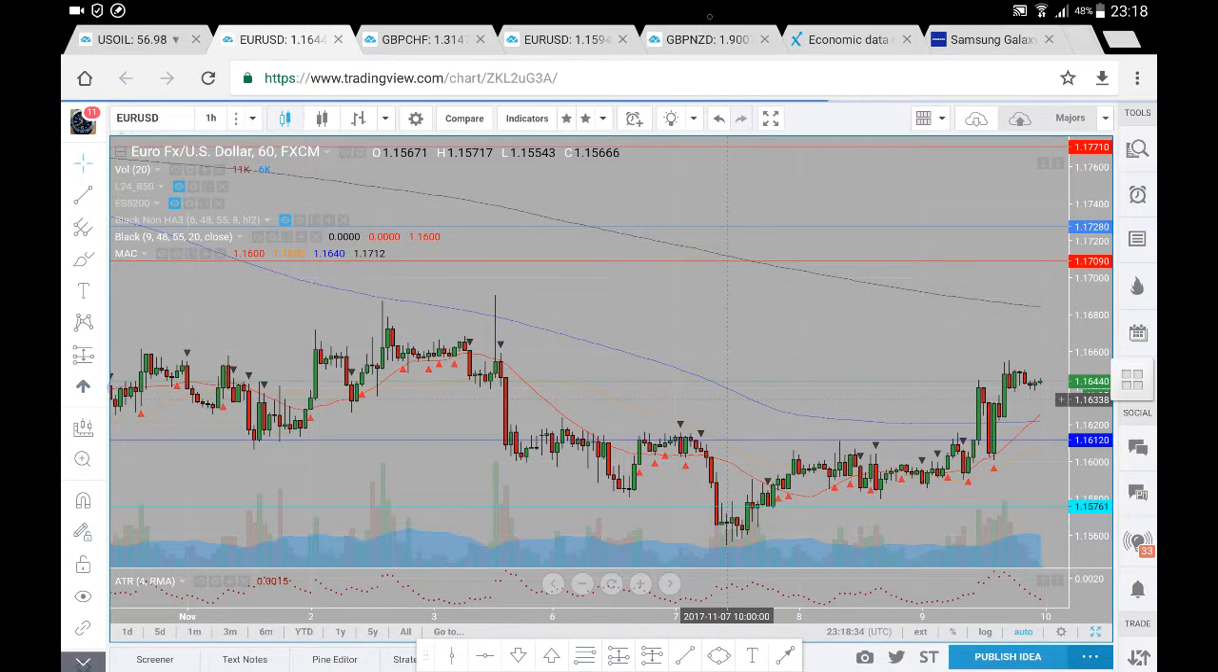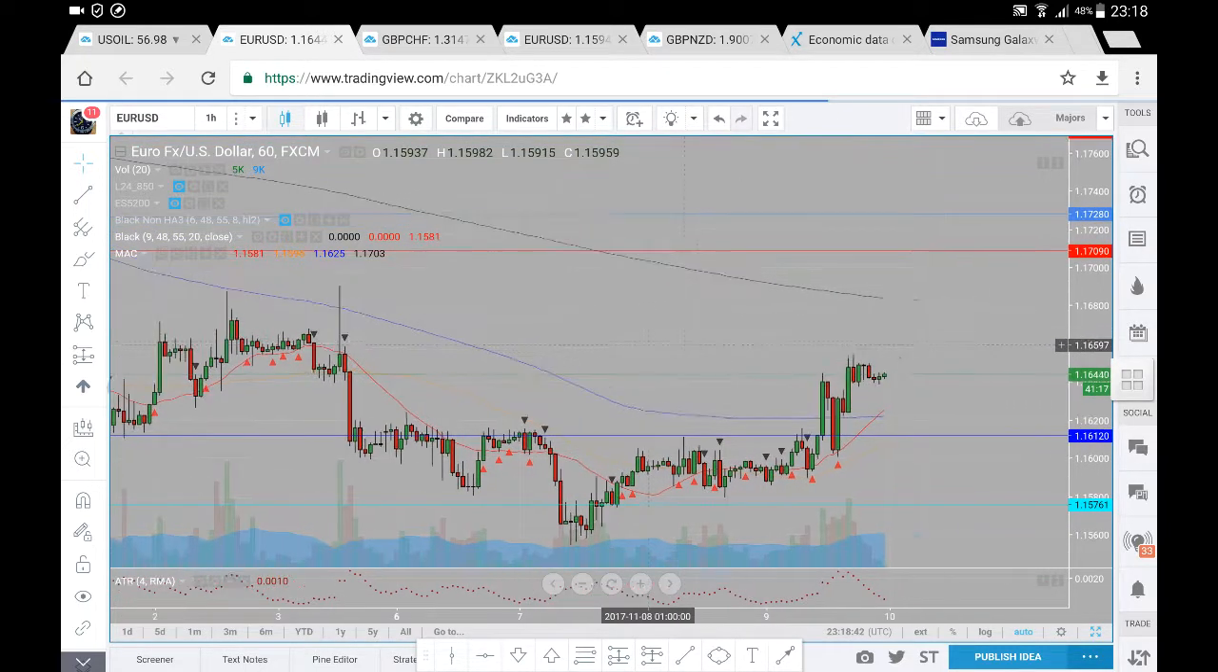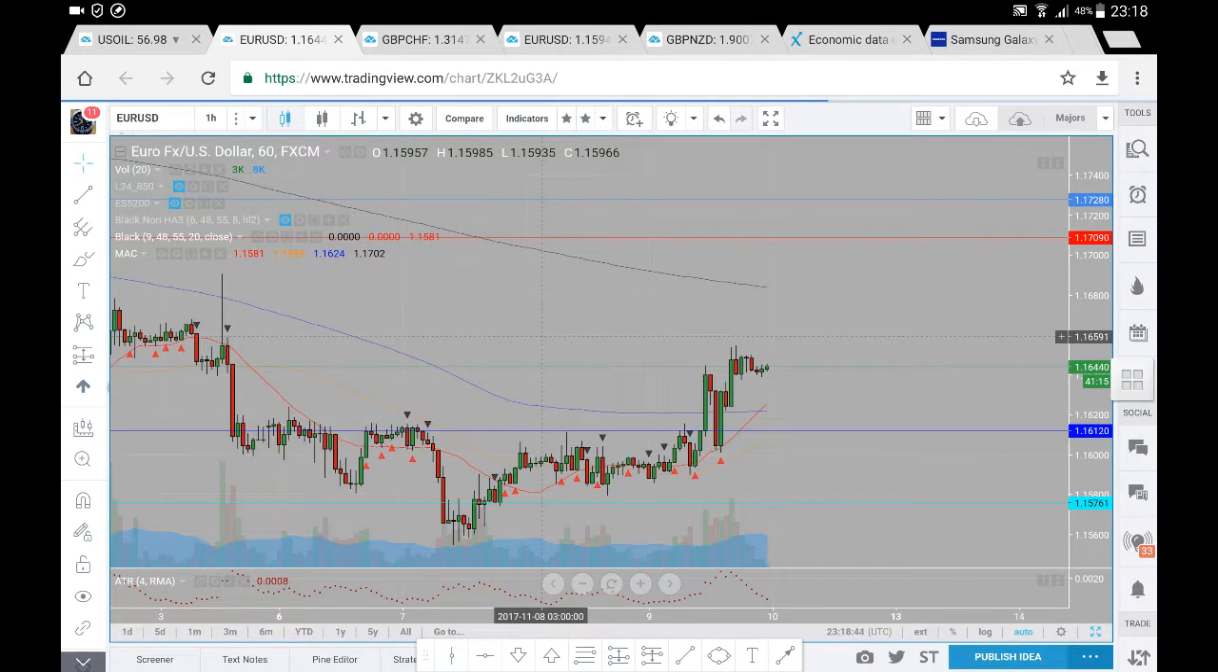So this is the euro dollar analysis for Friday the 10th of November. Now, let's just have a look at what happened with prices on the 9th of November. So we're just going to grab the pen. Around the 9th, we're operating within this little range here, in between 1612 and essentially 1580.